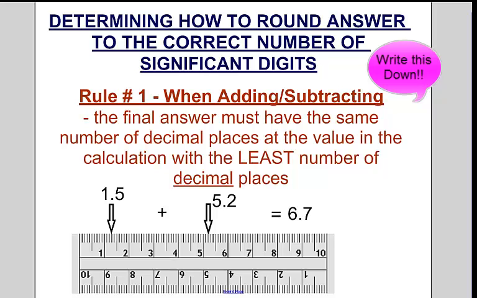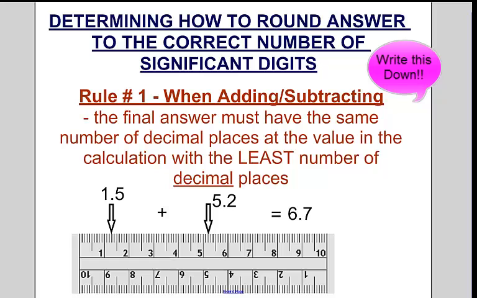Now, for rule number 1, when you're adding and subtracting, the final answer must have the same number of decimal places as the value in the calculation with the least number of decimal places. That's important. So again, rule number 1, when adding and subtracting, the final answer must have the same number of decimal places as the value in the calculation with the least number.